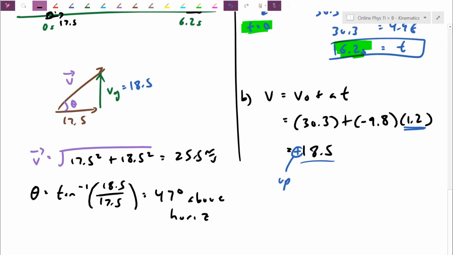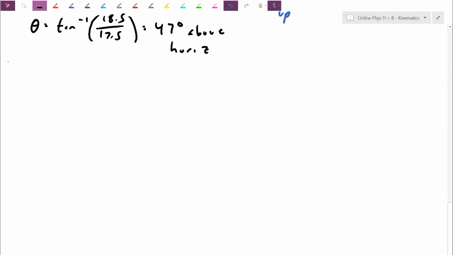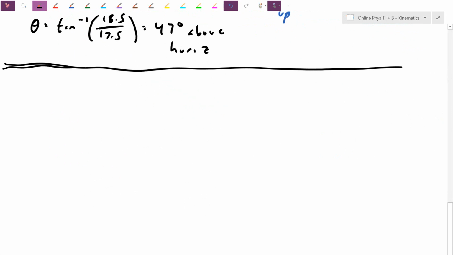Okay, so we're back on our OneNote here. Let's try out one of these cannonball style setups. This is about as hard as the projectile motion questions get. It is still two-dimensional kinematics. So here's our cannonball question.